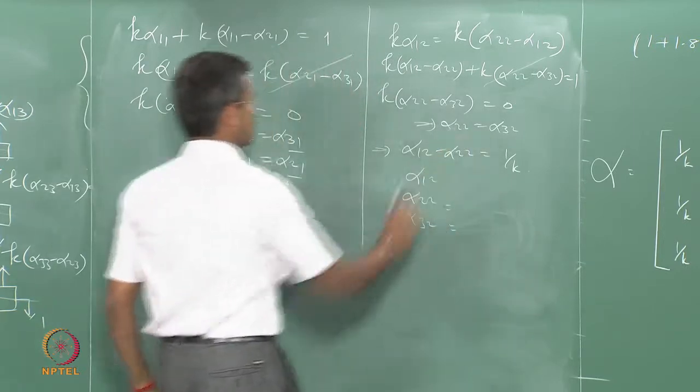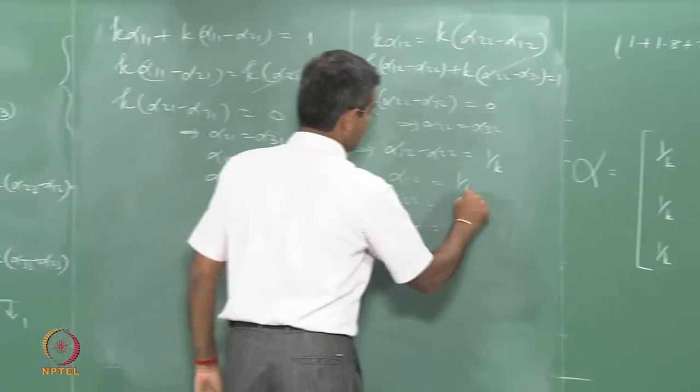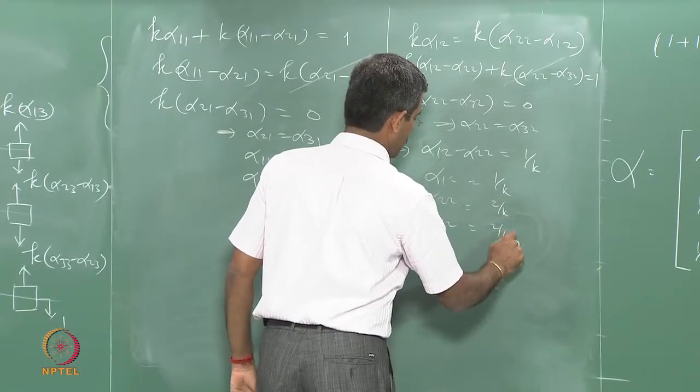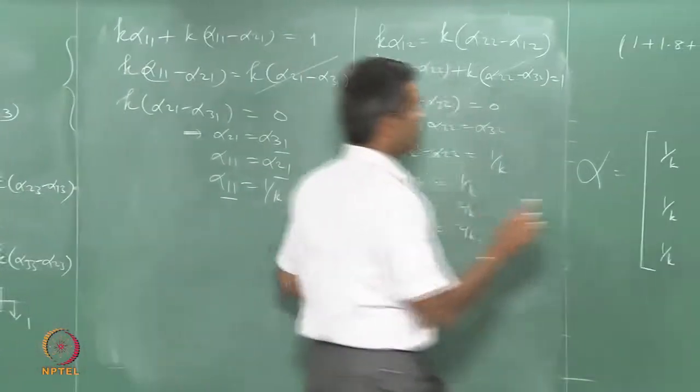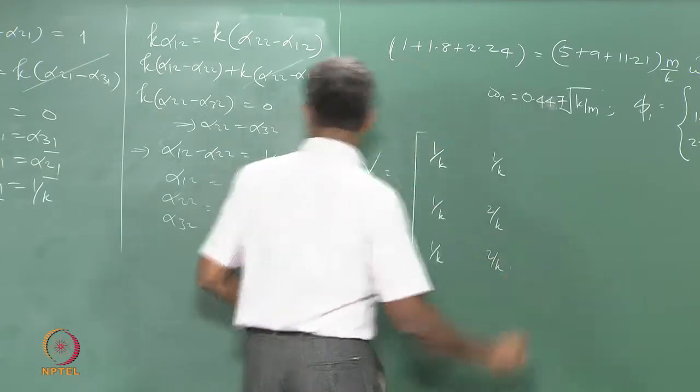Because if I know these two, this can be equal. So, this is 1 over k, this is 2 over k and 2 over k. Am I right? So, let us write down this as 1 over k, 2 over k and 2 over k.